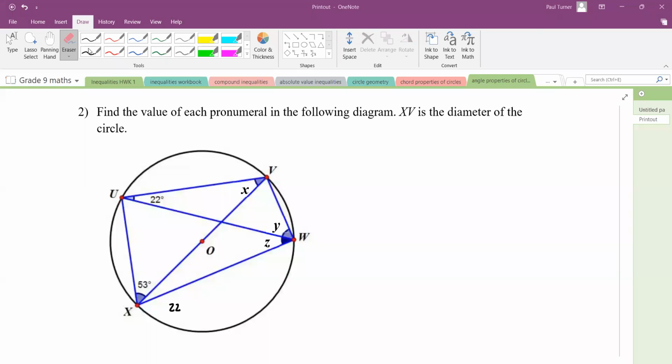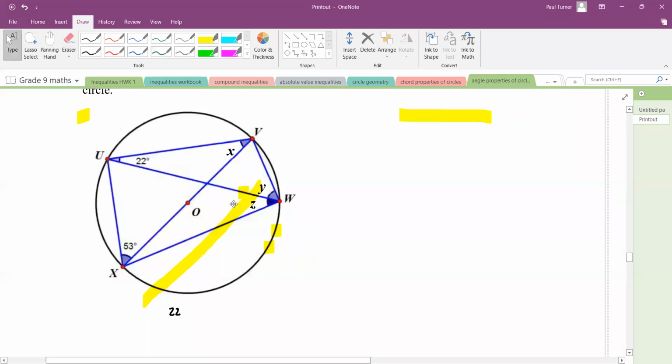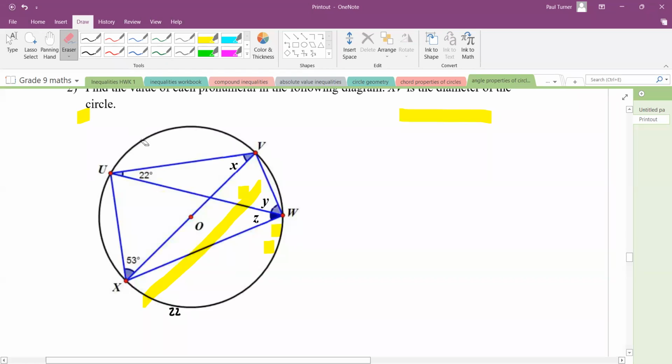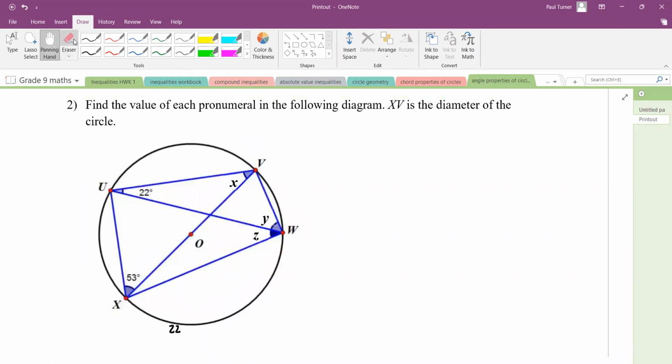Okay, so for question 2 here, we want to find the value of X, Y, and Z. And in the question, it says that XV is the diameter here. So this line is going to be a diameter line, which will help us a little bit later. Clear that out. So, okay, we want to find X, Y, and Z.